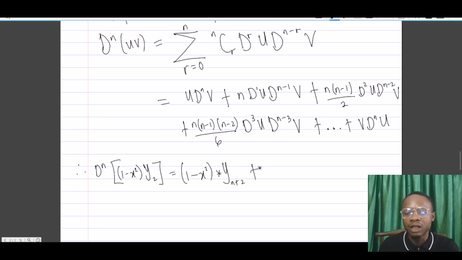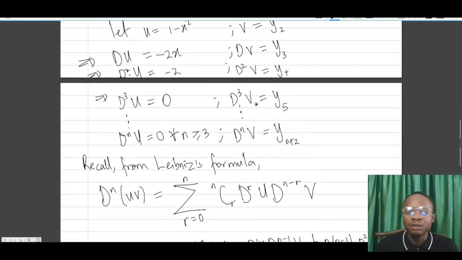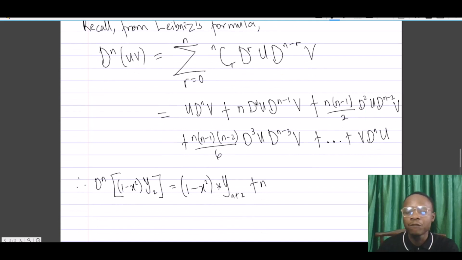And this will be plus n multiplying the first derivative of u. We have that up here. That will be minus 2x. So just put in minus 2x here. So this is n multiplying minus 2x, then multiplying the n minus 1 derivative of v. So just replace n here by n minus 1. That will be multiplying y sub n plus 1. Okay. Then we'll go to the next term.